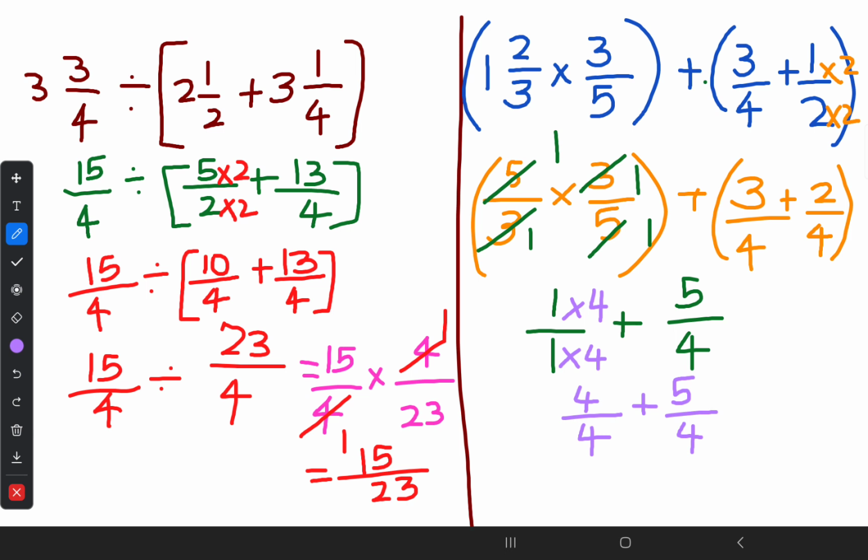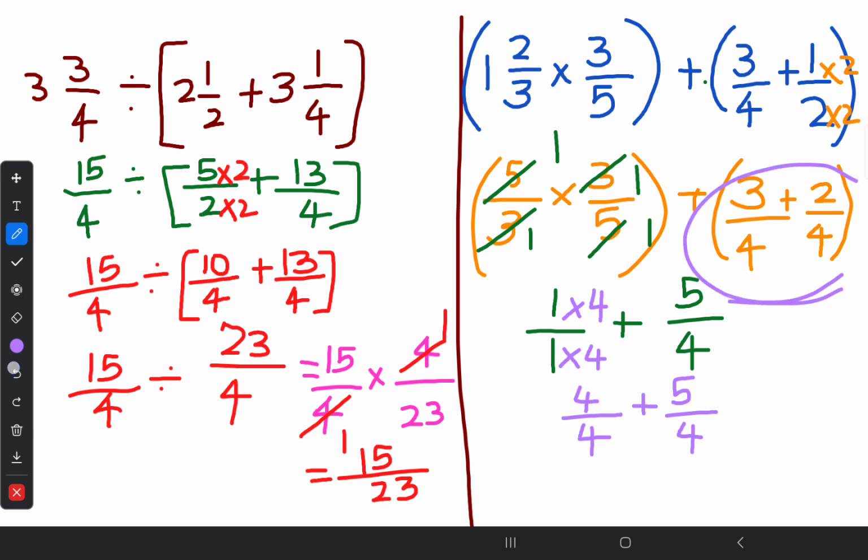It's easy. I'll repeat again. First of all, I converted the mixed fraction as improper fraction. That became 5 upon 3 multiplied by 3 upon 5. That will give you 1 upon 1. And here I converted this. I just found the equivalent fraction of this one. To obtain the denominator as 4, it would be 2 upon 4.